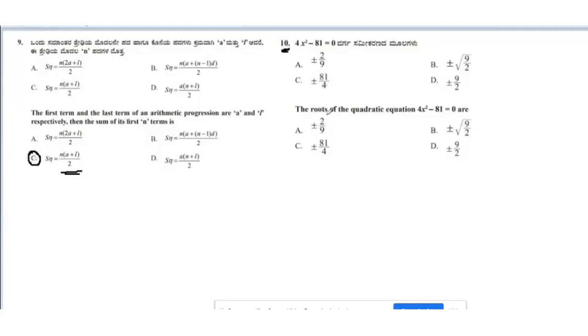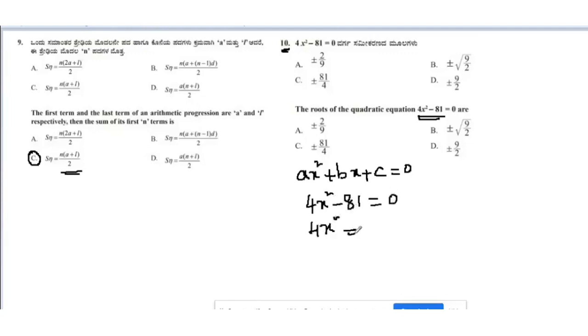Tenth question. The roots of the quadratic equation 4x square minus 81 is equal to 0 are. So we have to find the roots, which is the correct option among A, B, C, D. The standard form of a quadratic equation is ax square plus bx plus c is equal to 0. This is not in standard form, and we have to find the roots. I am sending minus 81 to the other side, it becomes plus 81. 4x square is equal to 81 and x square is equal to 81 by 4. This implies x is equal to the root of 81 by 4. The square goes to the other side and becomes square root.